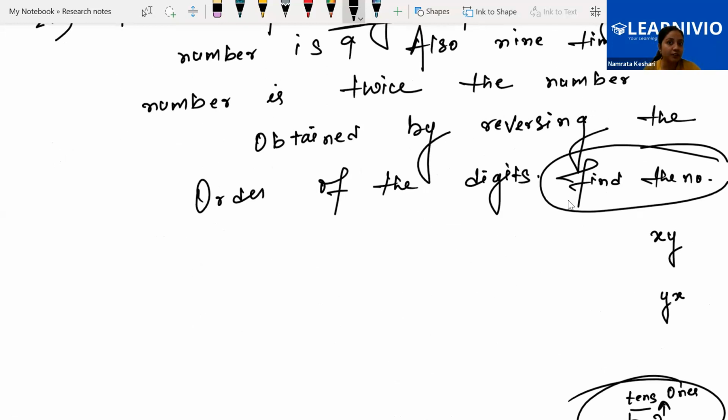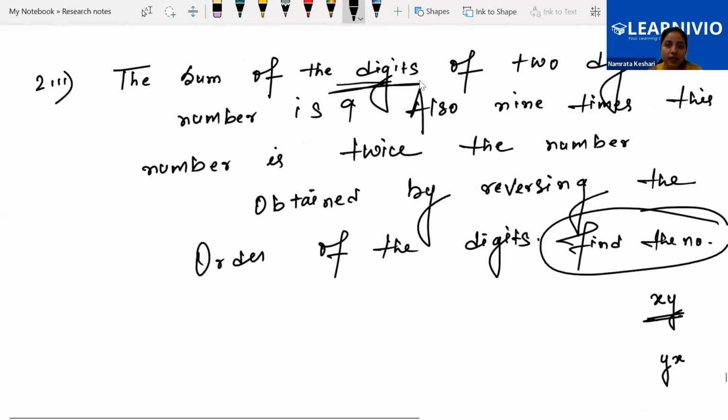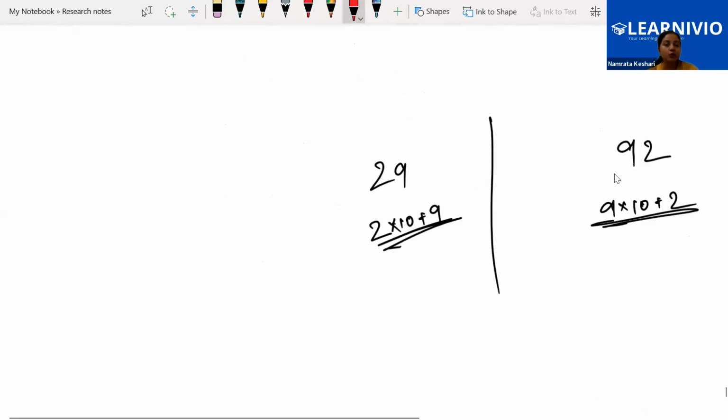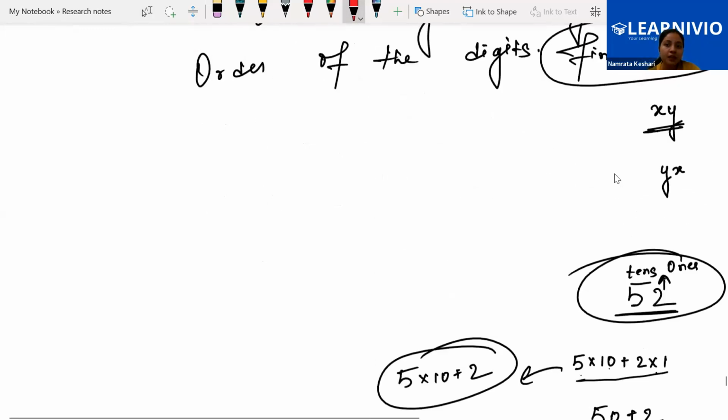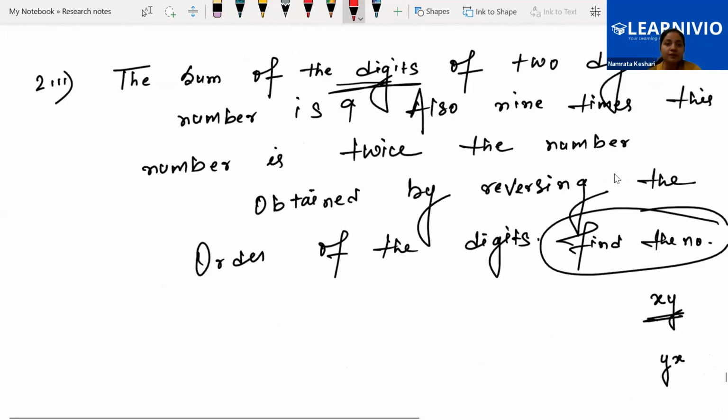Let's take xy, a two digit number. According to our assumption, we are taking xy. We are not taking yx because xy and yx are completely different. Now we have seen 92 and 29, these two are completely different numbers. Now xy, the sum of the digits of the two digit number is 9.